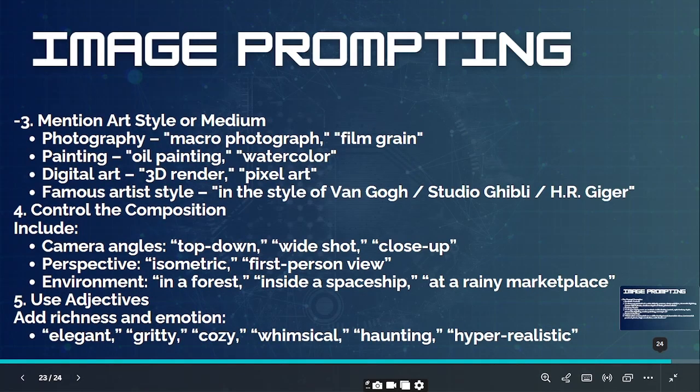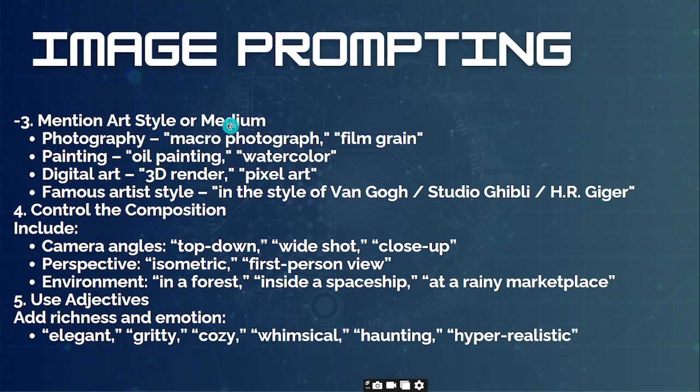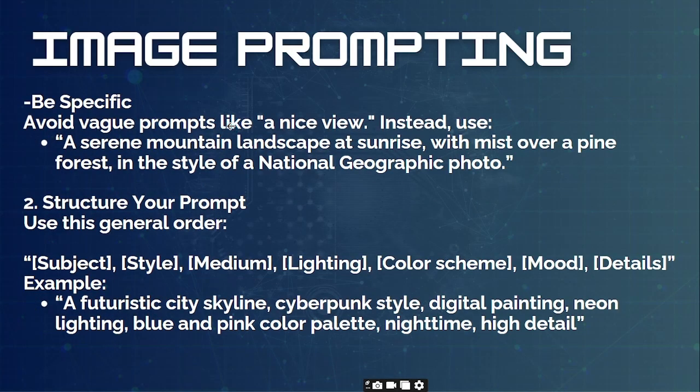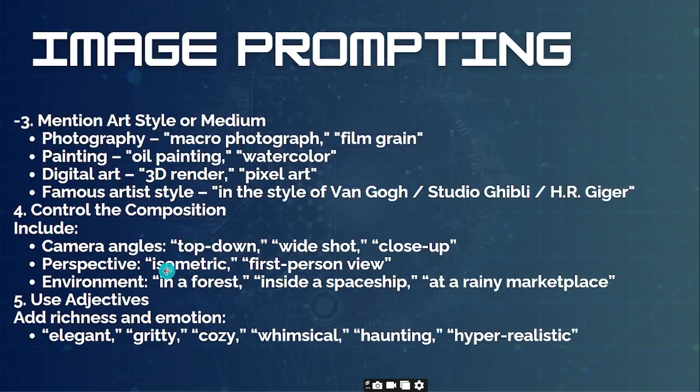Moving ahead, we have the third point, which is mention art style or medium. So we are talking about the medium here. You can see the subject, the style. Now it's time to come to the medium. What could be the medium? Photography, macro photography, film grain, painting, oil painting, or watercolor, digital art, 3D renders, pixel art, famous artist style.